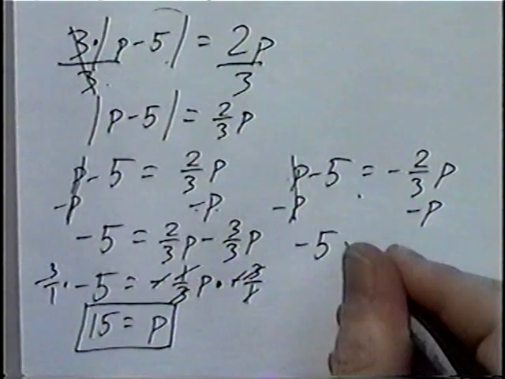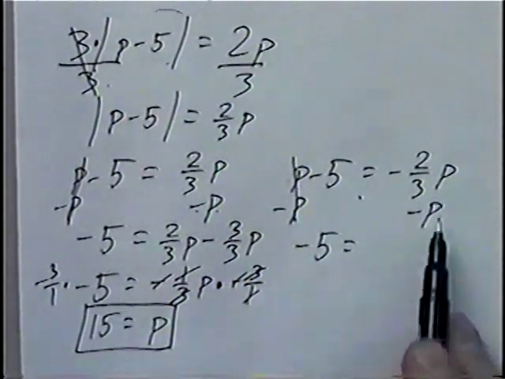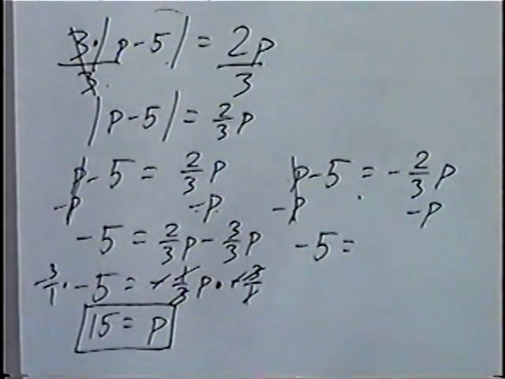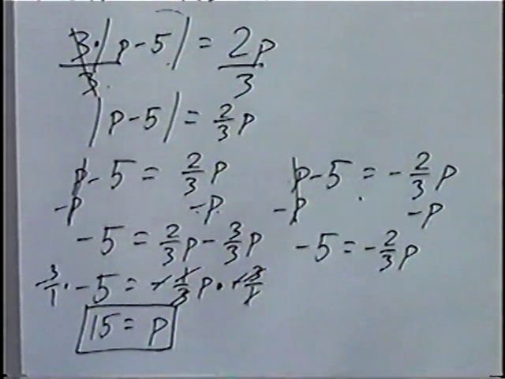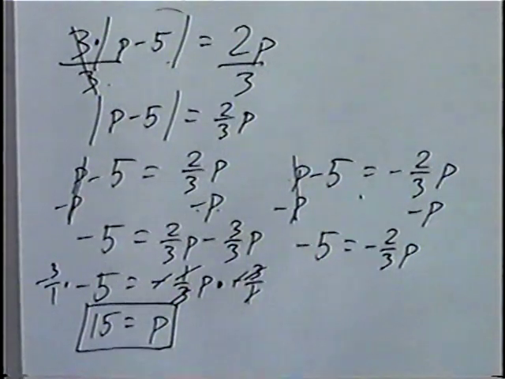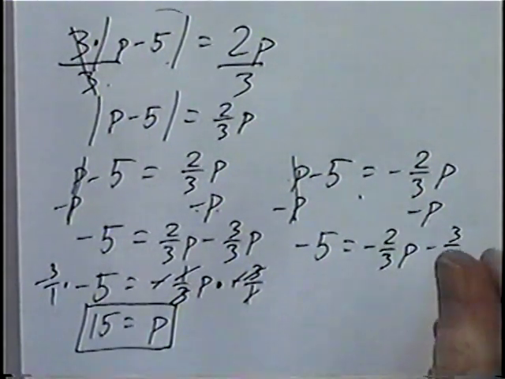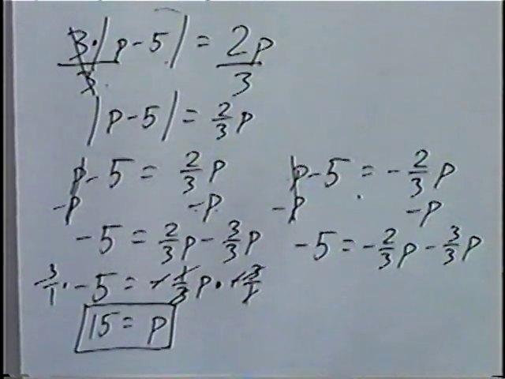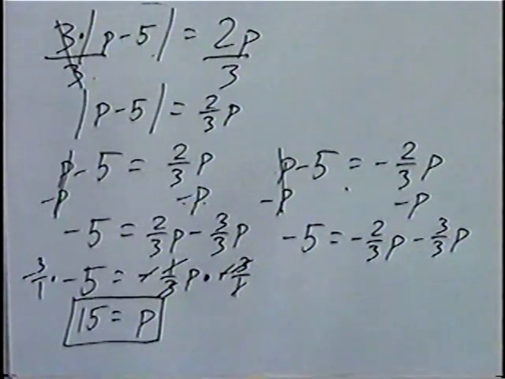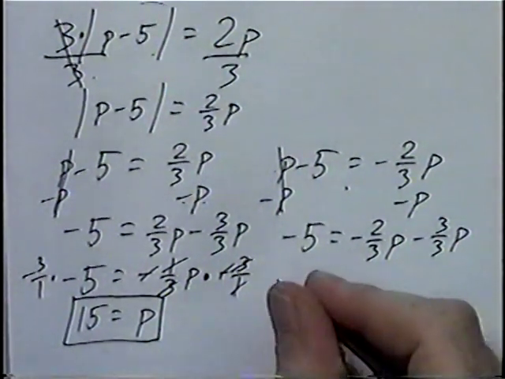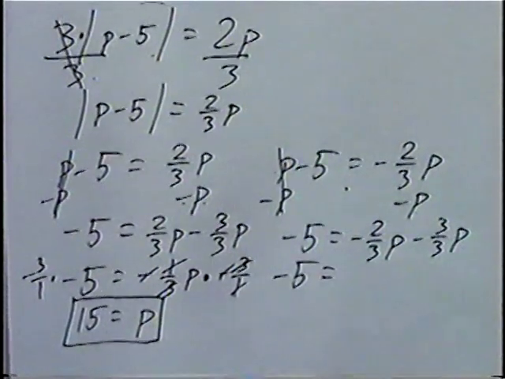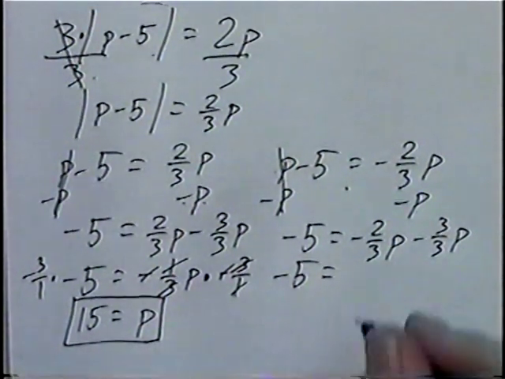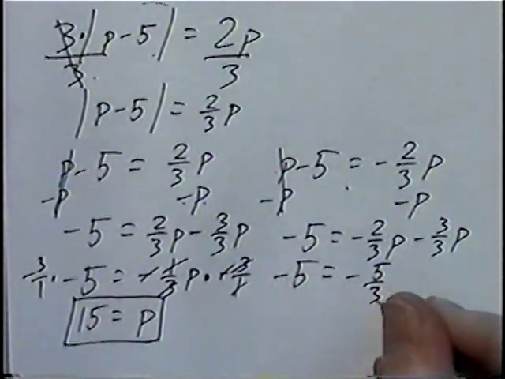Negative 5 again stays the same. And again, we'll need common denominators to subtract fractions. Negative 2/3 p would stay the same, and negative 1 we can change into negative 3/3 p. Solving from here, negative 5 stays the same. Negative 2/3 minus 3/3 would be negative 5/3 p.